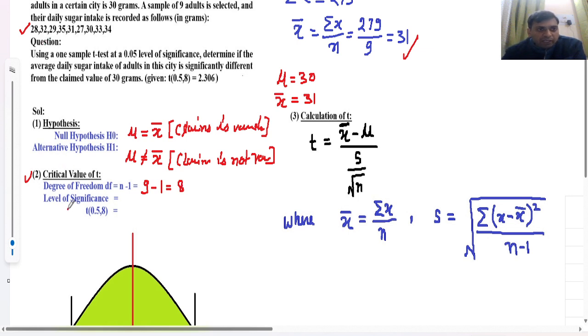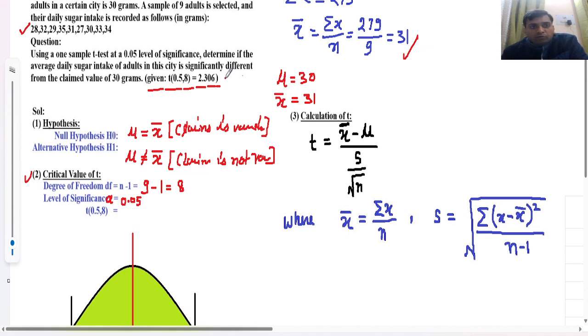And the level of significance. Level of significance is already given, 0.05, and this is denoted by alpha. Now t 0.05 comma 8, where 0.05 is alpha and 8 is the degree of freedom. We can find this value from the t table, but in the examination you will have this value given, t 0.05 comma 8 equals 2.306.